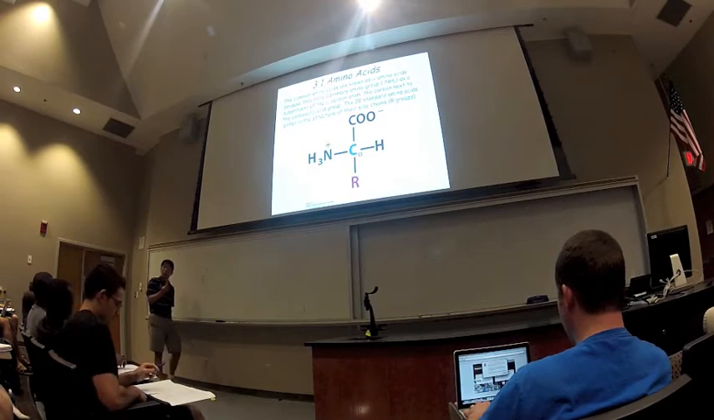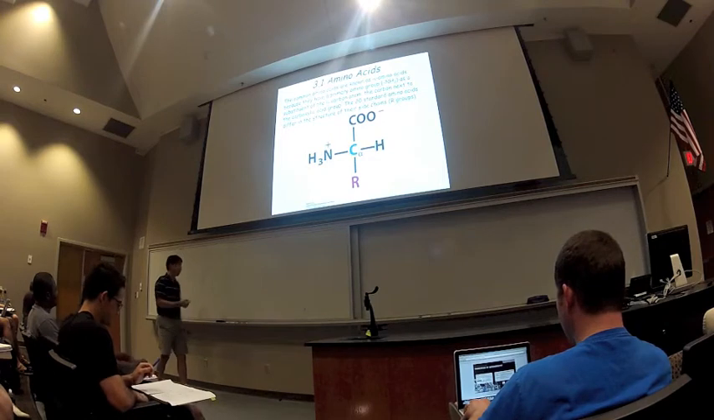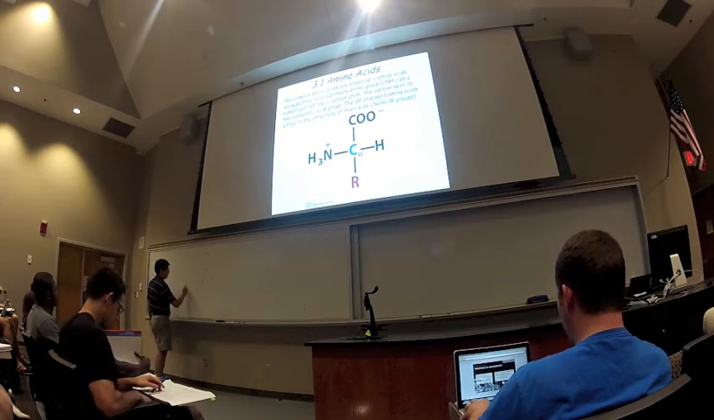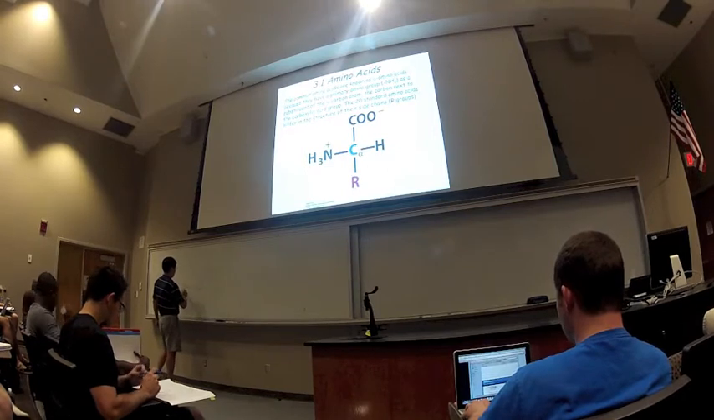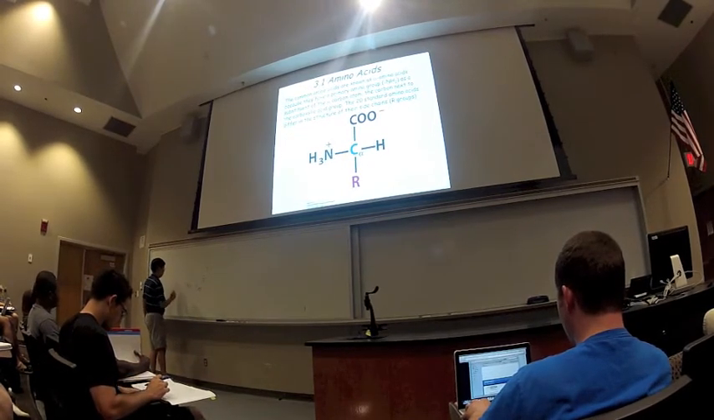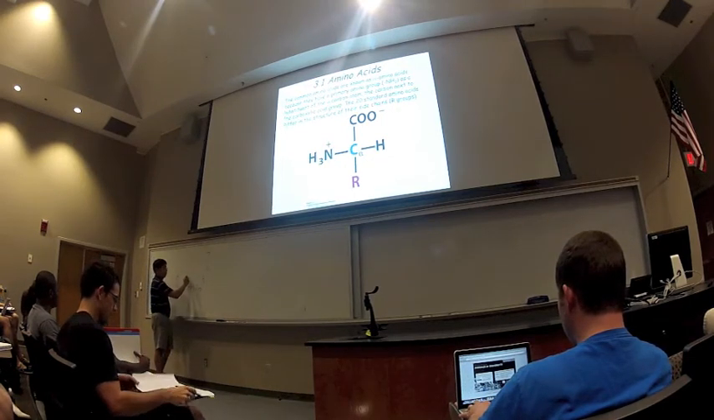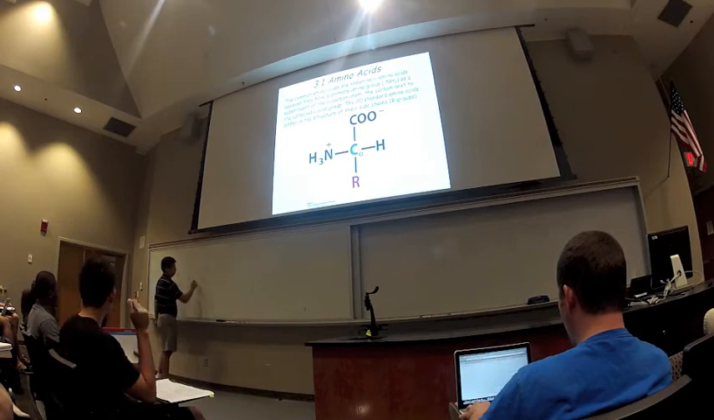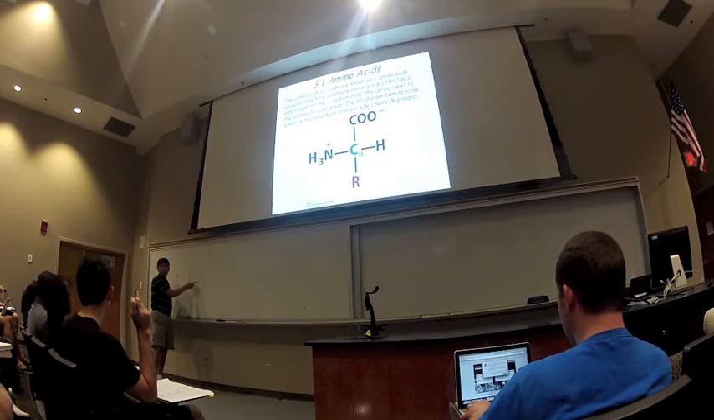Tyrosine, tryptophan, phenylalanine. Tyrosine, tryptophan, and phenylalanine. And what's the one letter code for these? F, Y, W. Remember what Y is? W is shaped like a W on the side.